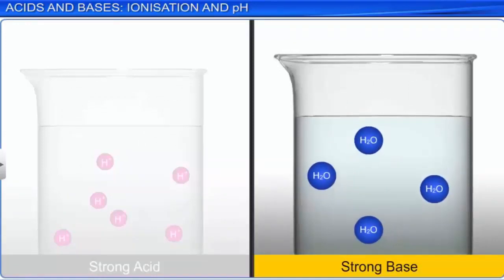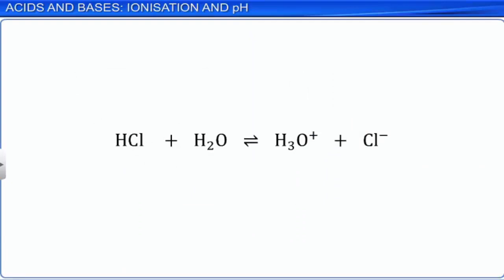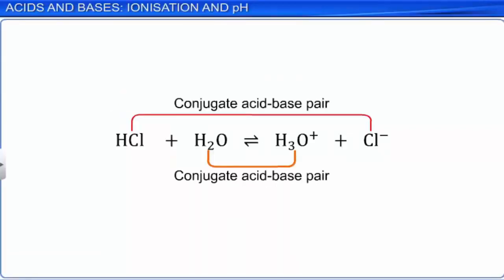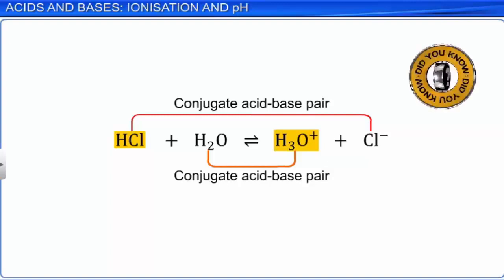To understand the statement better, consider the ionization of HCl in water. You can see from the equation that Cl- is the conjugate base of HCl and H3O+ is the conjugate acid of the base H2O. Now, as you can see, there are two acids, HCl and H3O+ in the reaction. Now, which one is stronger?